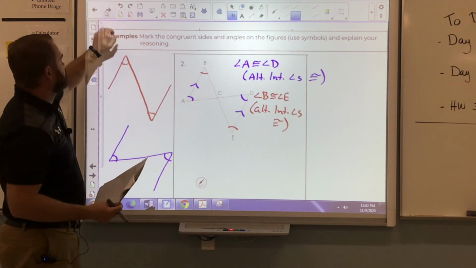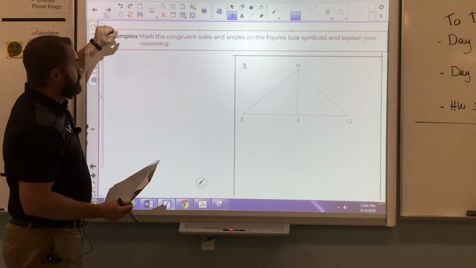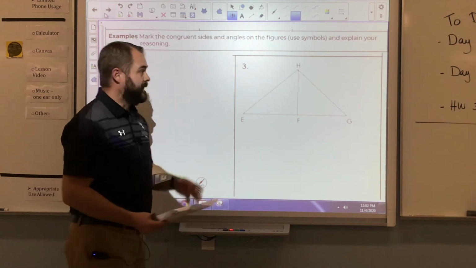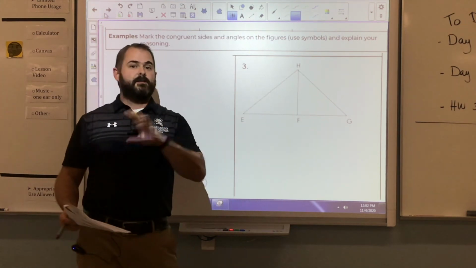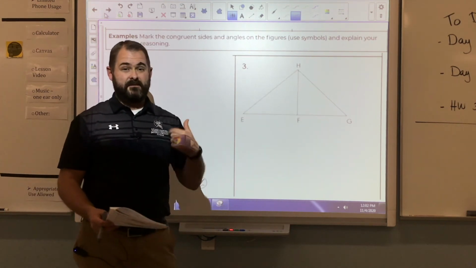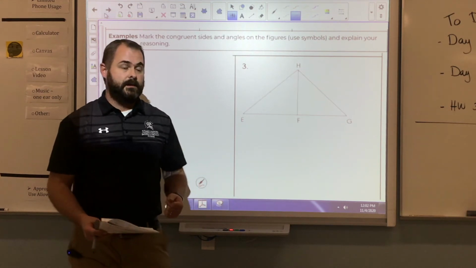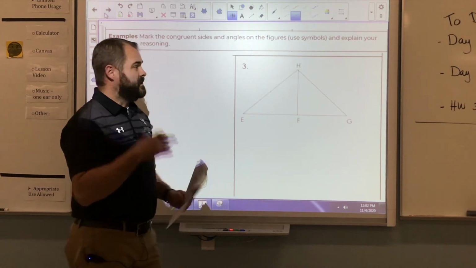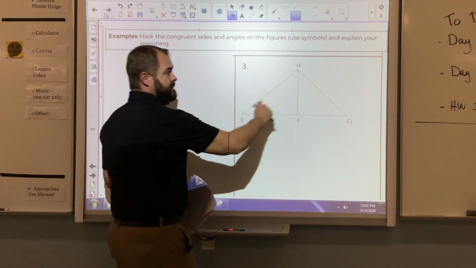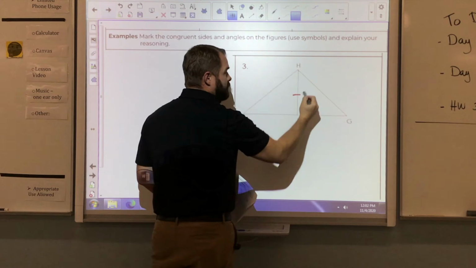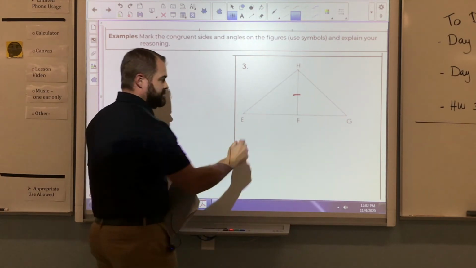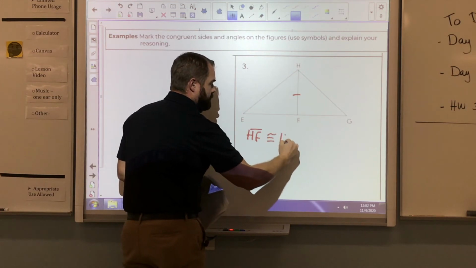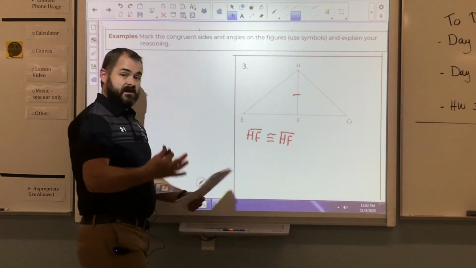There we go. Don't know why my screen keeps jumping back and forth. And then the third example over on the right, again, there's not a lot we have to go off of on this picture. Okay? It looks like these would both be right angles, but I can't go off of what it looks like. I have to go off of the marked information or the given information. Well, there's no congruent angles, no right angles, no parallel lines. The only thing I have to go off of is that these two triangles share that side HF. So that's all I can say. Segment HF is congruent to segment HF itself.